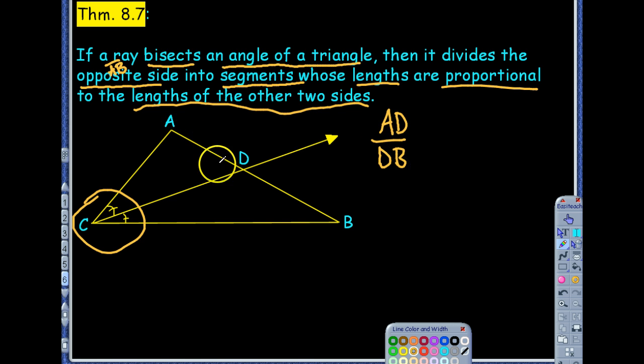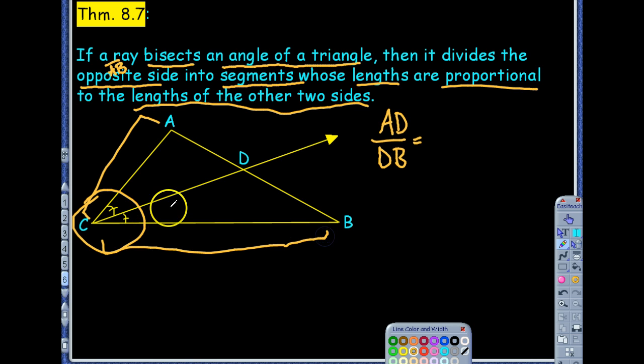So the opposite side is being divided, and it's being divided to be proportional with the lengths of the other 2 sides. One thing I want to stress is I have the other 2 sides of the triangle, AC and CB. It does matter which one goes on top and bottom. When I'm looking at segment AD, notice AD is adjacent to, or connected to, AC. That's the piece that it has to correspond with. So the order that you see them is actually very important.